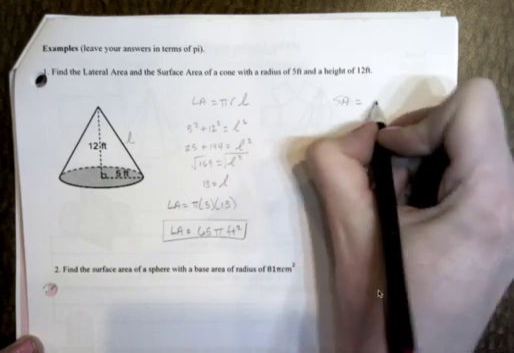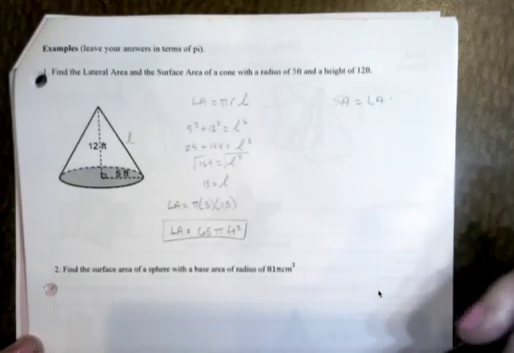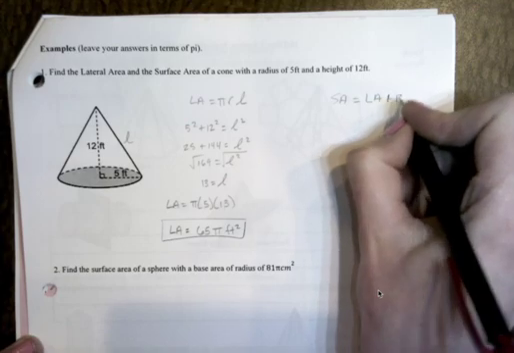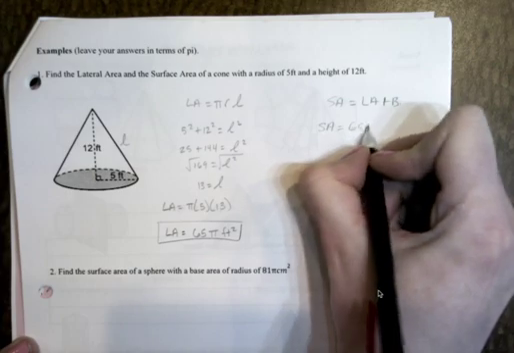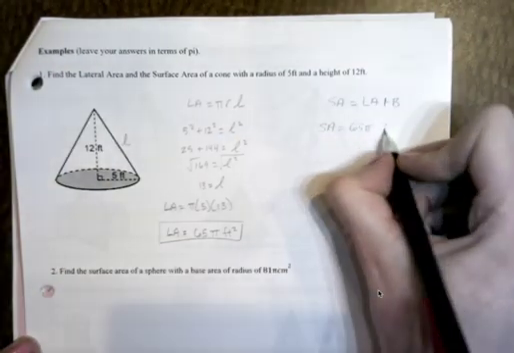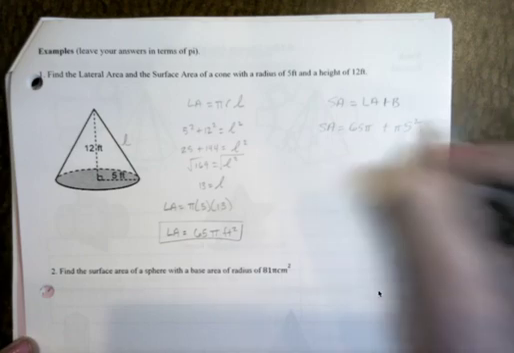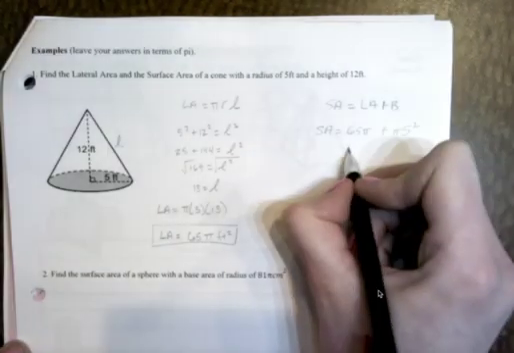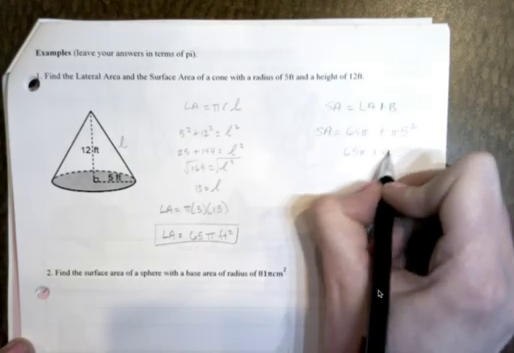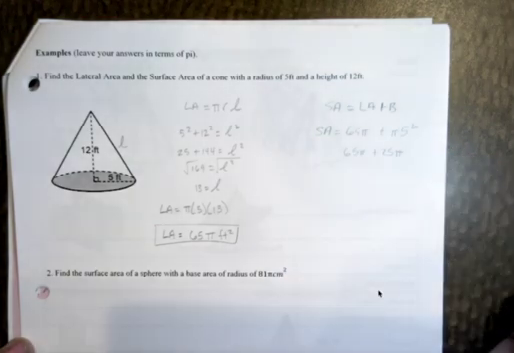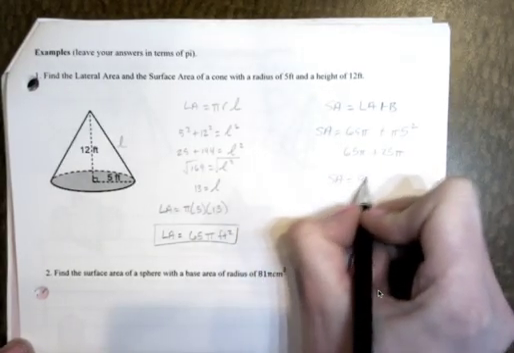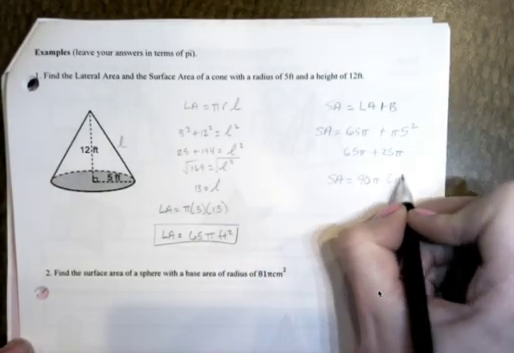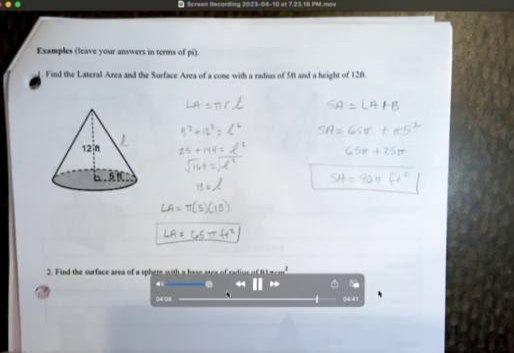Okay, surface area, remember, is the lateral area plus the base. So the lateral area is this. The base is pi r squared. The base is a circle, so pi times 5 squared, which is 25 pi. I can add those together because they both have pi, and we get 90 pi. So the surface area is 90 pi square feet.